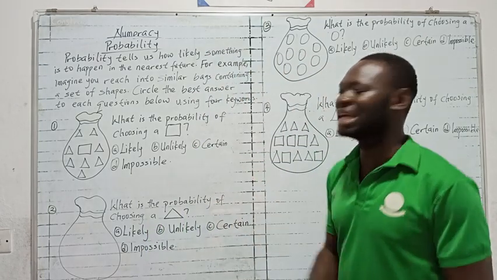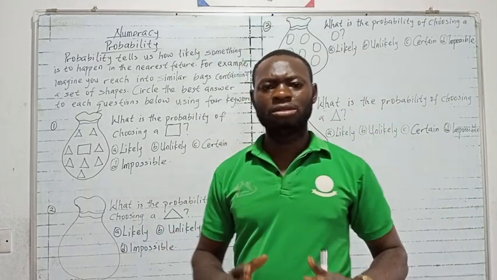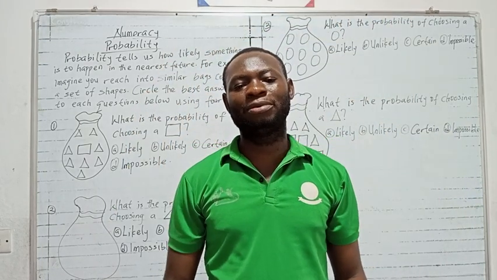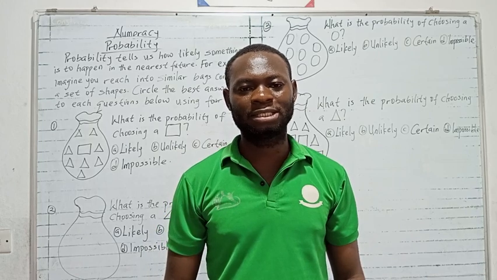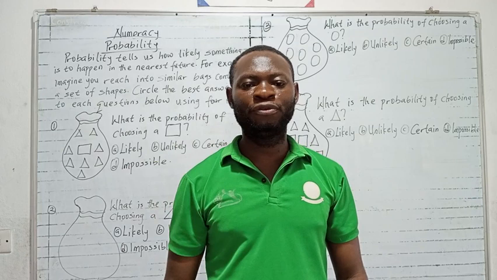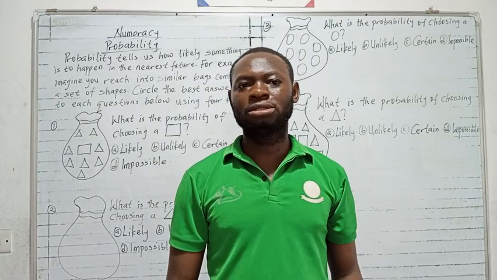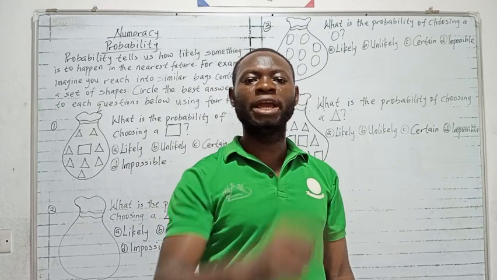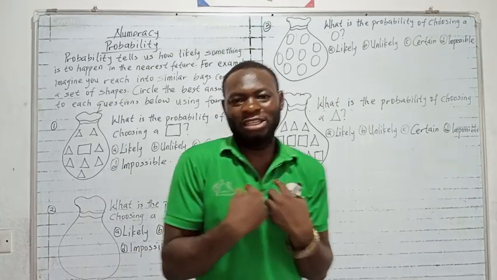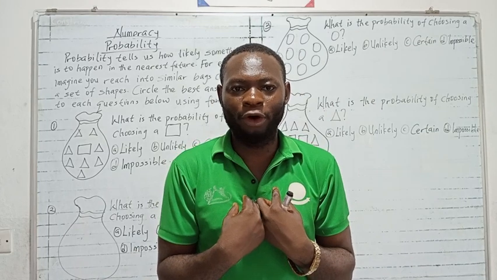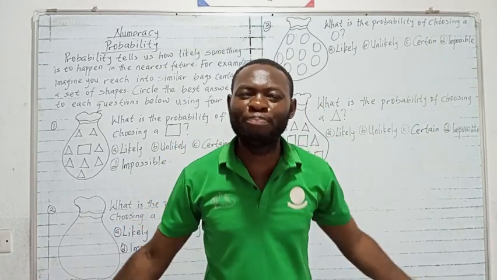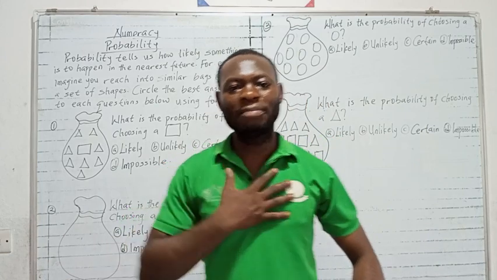Then when we talk about certain, it means that it is a must that the thing will happen. We are sure of it 100%. Everything around it is there already for it to happen. What is the probability that you are a girl? It's certain, you are a girl. You know you are a girl. What is the probability that Mr. Martins is a boy or a man? It's certain, I'm a man. Am I going to change to a girl? Impossible.